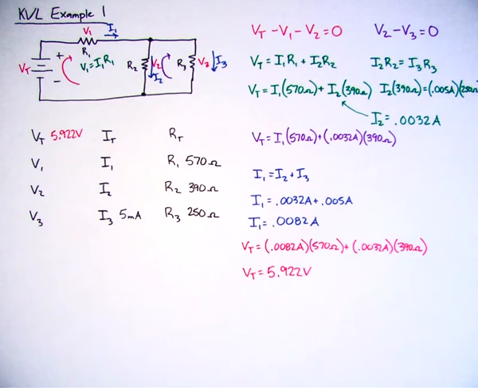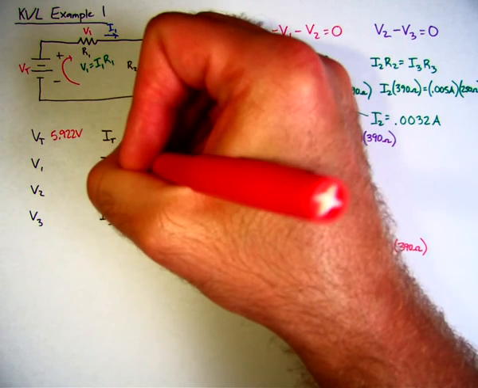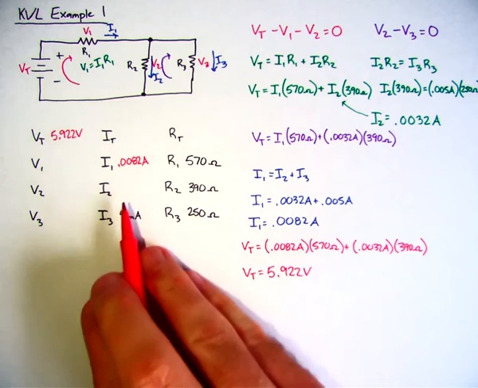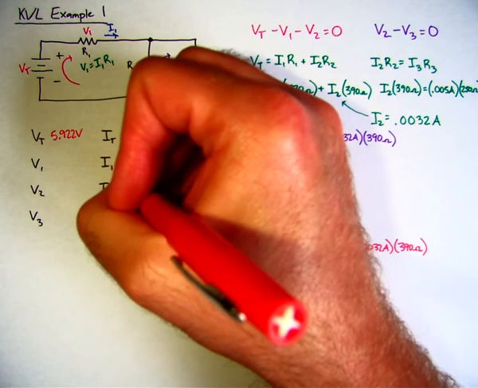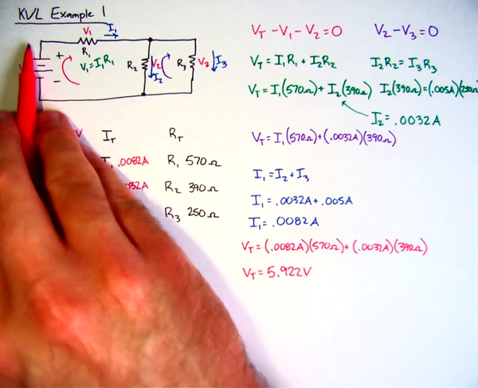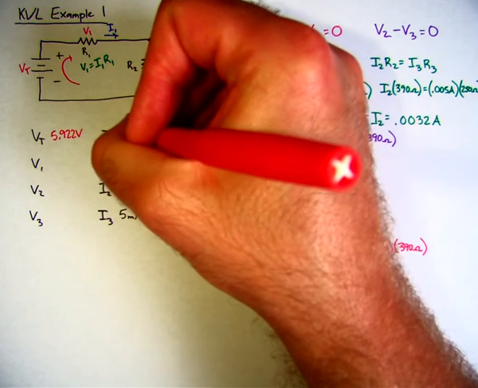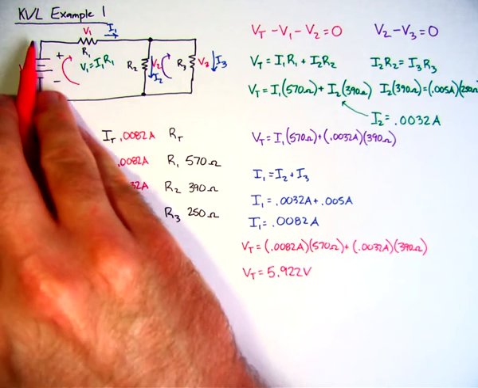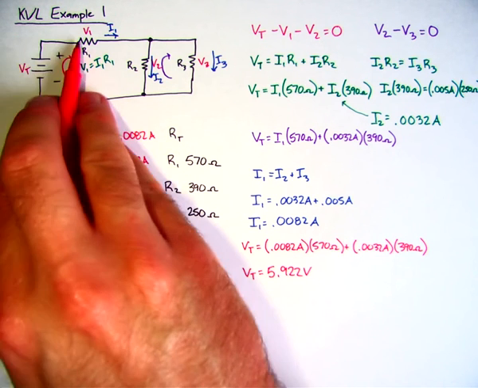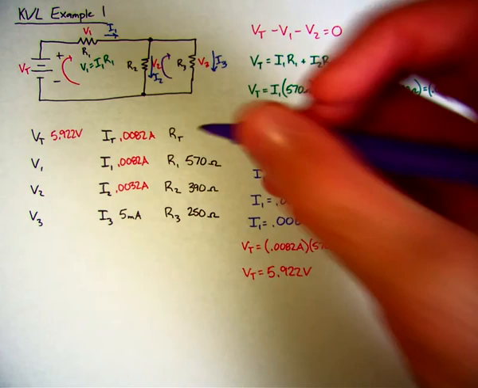So now if you take a look at what we can do here, I can plug in 5.922 volts for the total voltage. I also know the individual currents, so I know that I1 is 0.0082 amps. I know that I2 is 0.0032 amps. The total current is the same as the current through I1, so the total current is also 0.0082 amps. So current coming out of the power supply is equal to the current going through R1. So now all I have to do is use Ohm's law and I can figure out the rest.